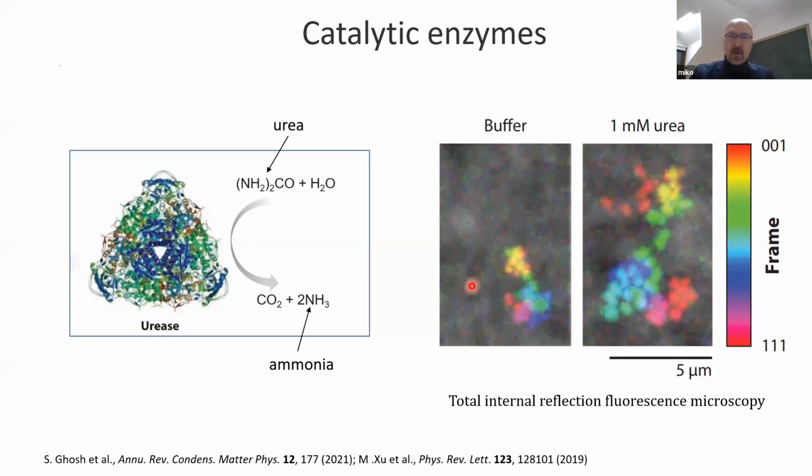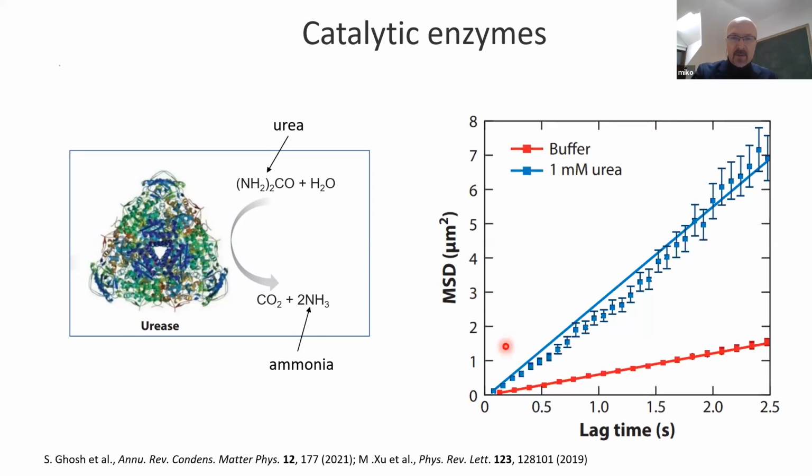Then you can quantify these trajectories in terms of mean square displacement. You can plot mean square displacement of these enzymes as a function of time, where the red curve would correspond to enzyme moving in a buffer solution, and the blue curve and symbols would correspond to the enzyme moving in the presence of substrate urea.